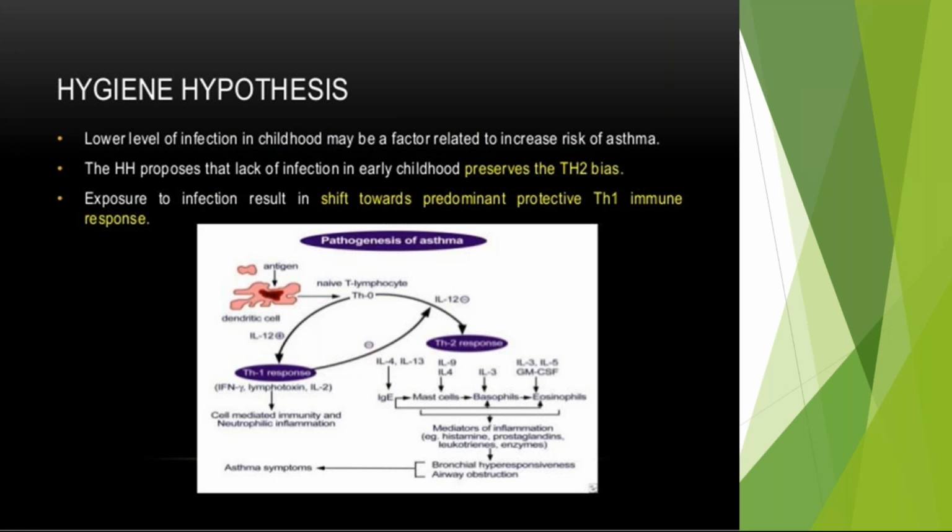Next, coming to the most common hypothesis, the hygiene hypothesis. It tells that a lower level of infection during childhood is an increased risk for asthma. Mainly the Th2 subtype of cells are involved in allergic phenomena. A later exposure to infection will shift the predominant response to a protective Th1 immune response.